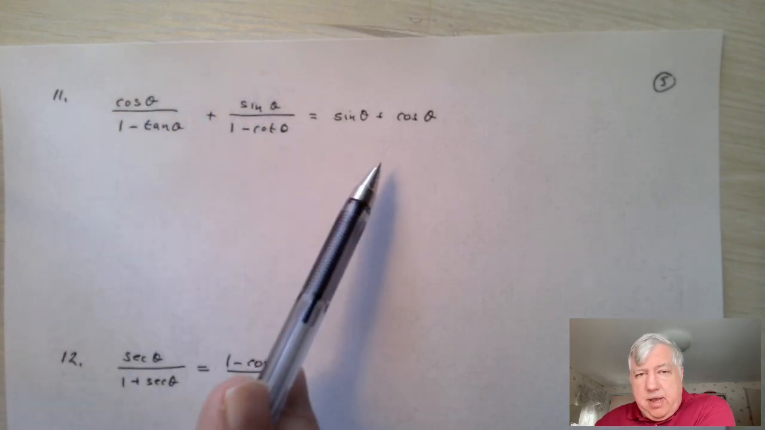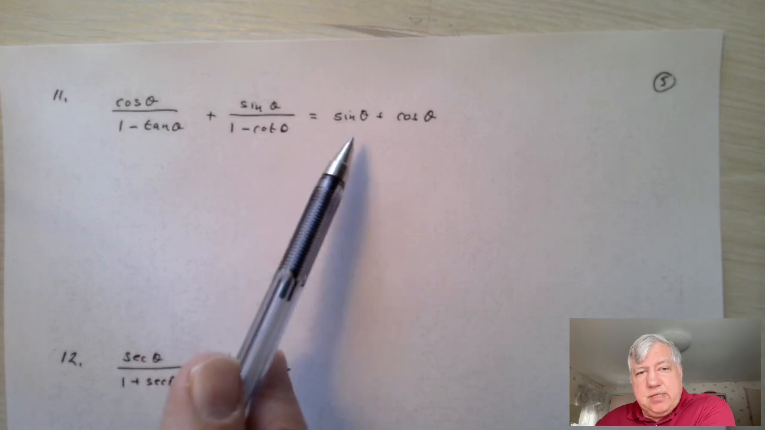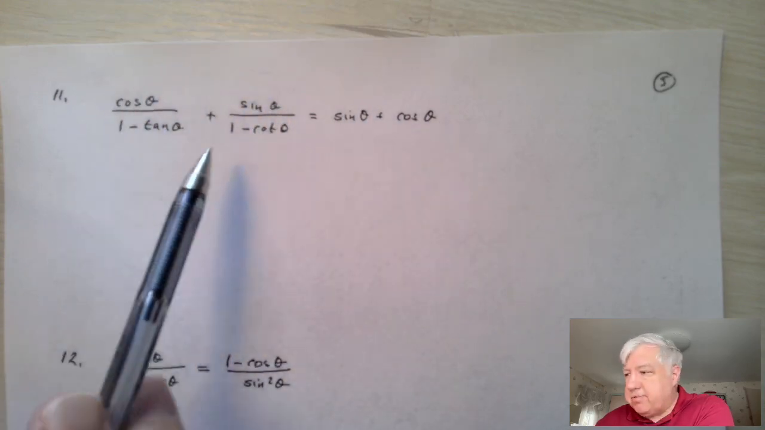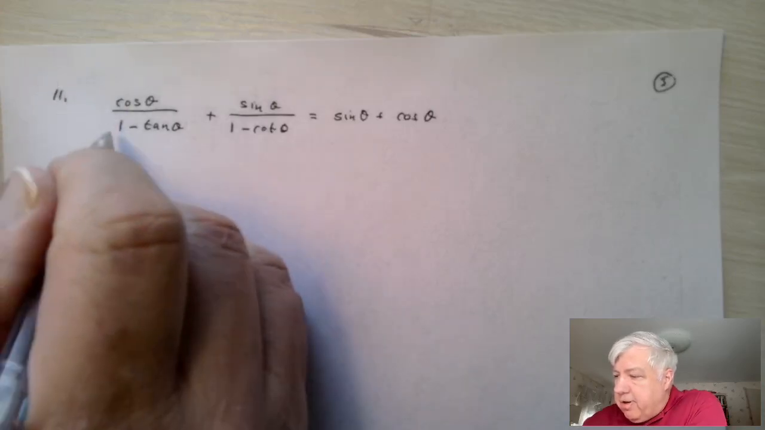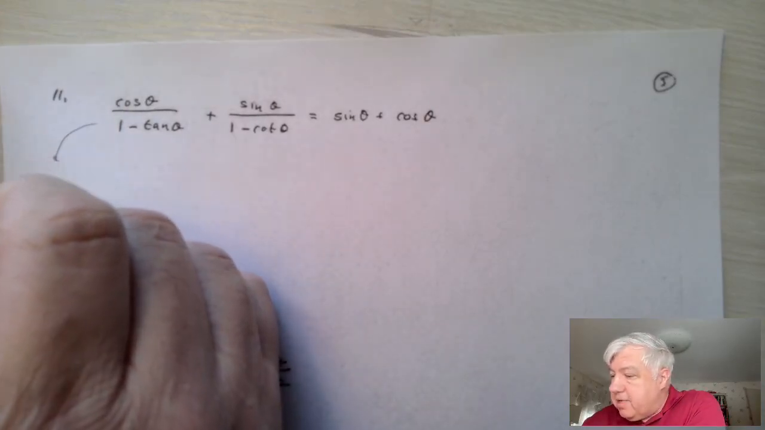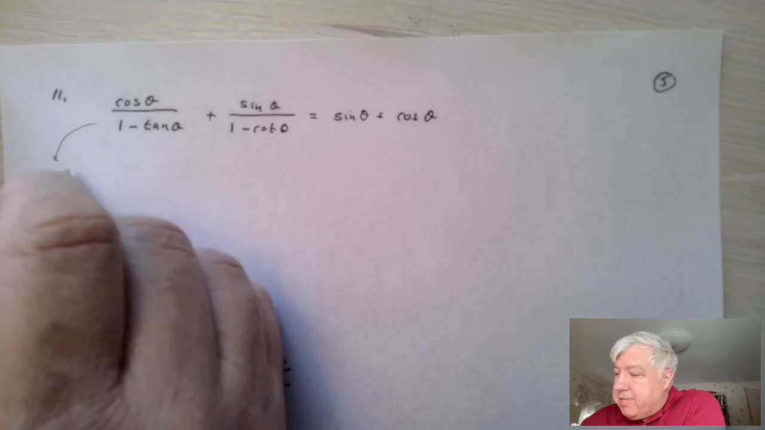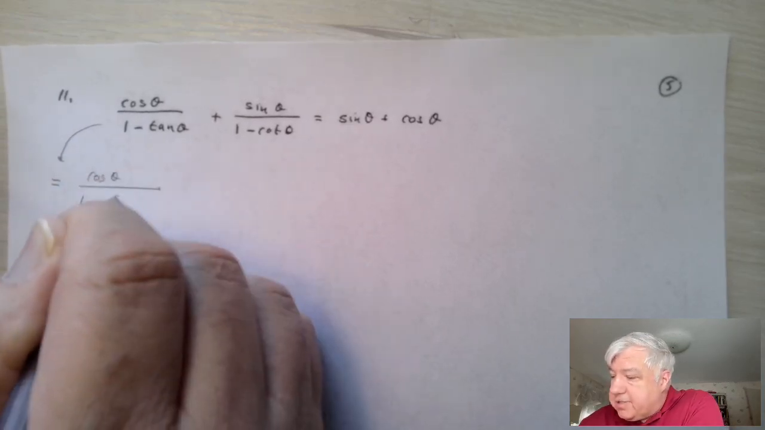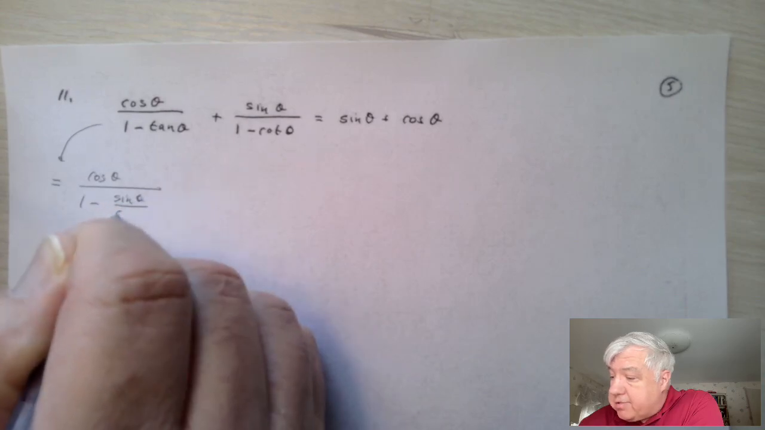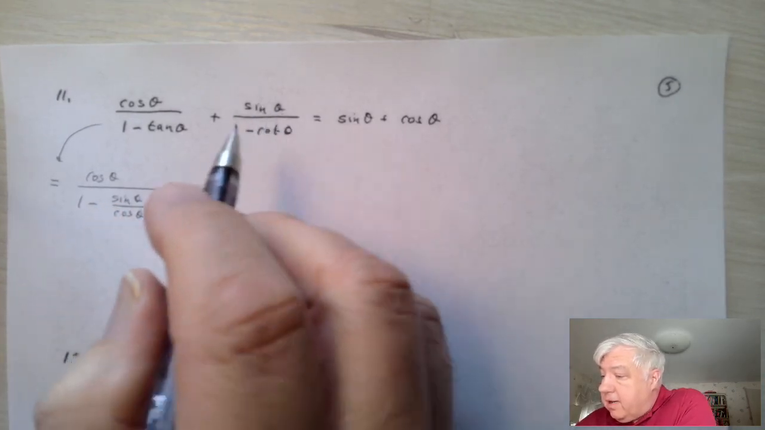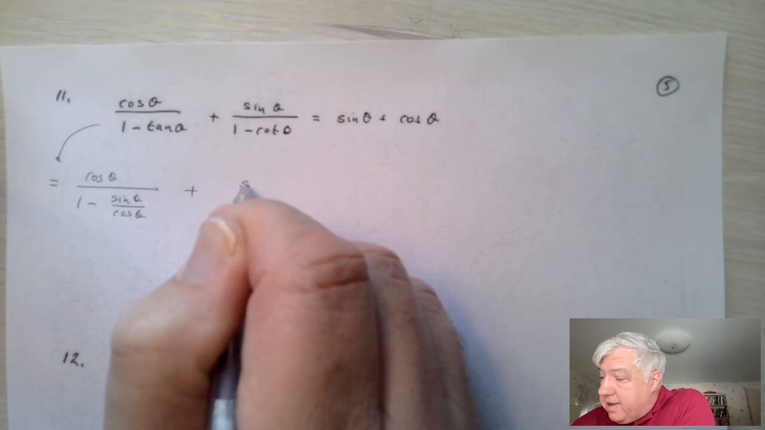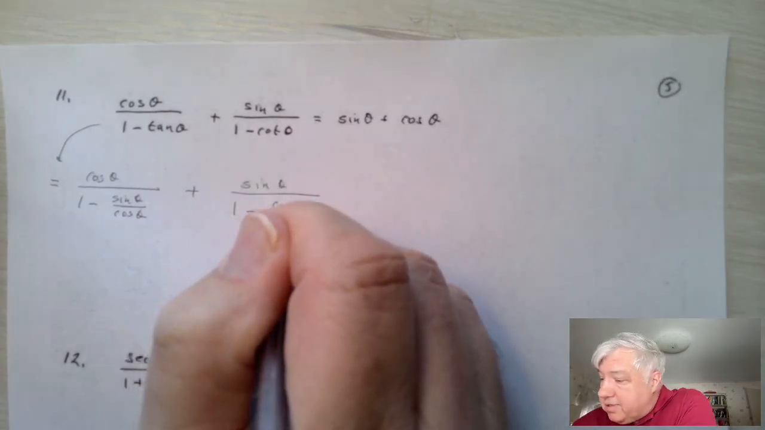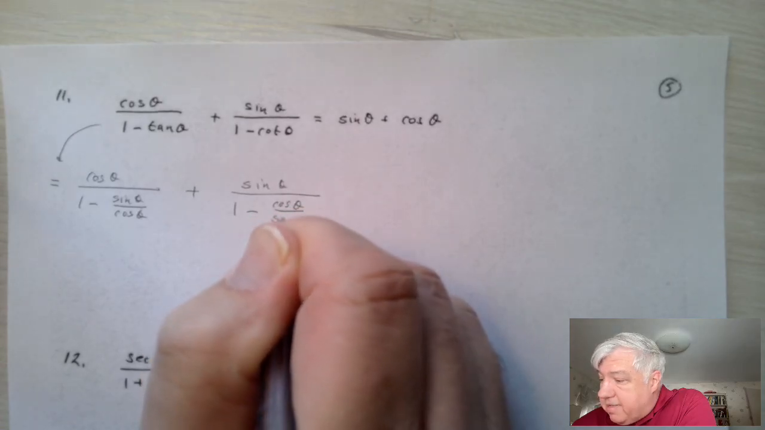Start here, and since this side is in terms of sine and cosine, it's probably best to write this side in terms of sine and cosine. So I'll just say that this is equal to cosine of theta over 1 minus tangent, which is sine theta over cosine theta, plus sine theta over 1 minus cotangent, which is cosine theta over sine theta.